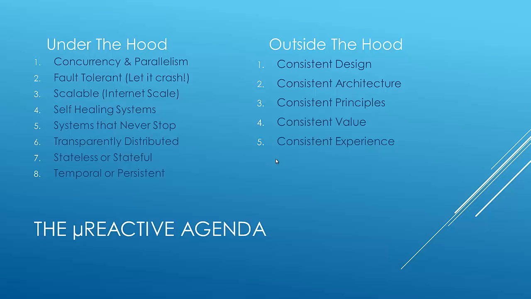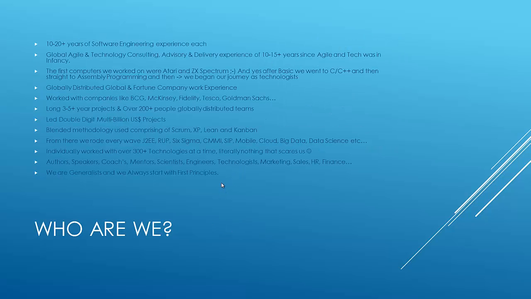which are concurrency and parallelism, fault tolerant and let it crash, which we want to bring to the enterprise, and scalable, internet scale and beyond. I'm going to talk about that in a bit. Self-healing systems, systems that never stop, basically from the telecom world. Transparently distributed, stateless, stateful, temporal, or persistent, which means these are the 8 principles and 5 outside the hood values that we want to follow in the reactive agenda, and I'm going to come to what composes the reactive agenda in a bit.